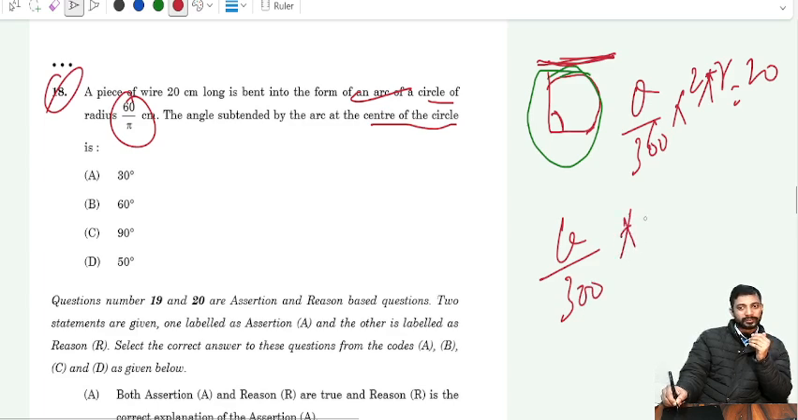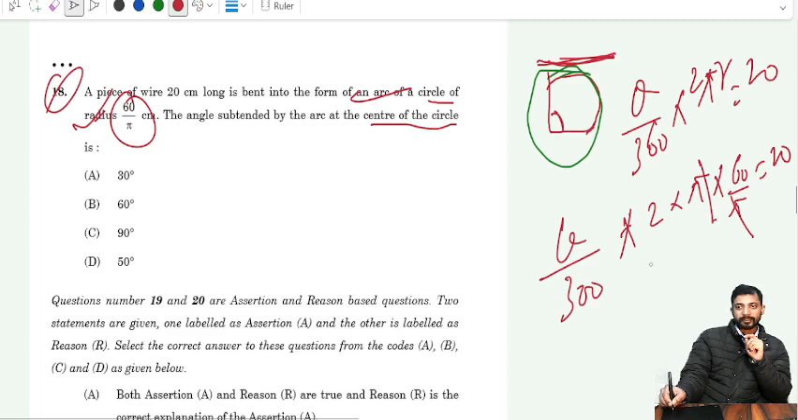Don't put the value of pi. Again, I am repeating, don't put the value of pi. Why? It is smart work. Here you have given the radius in the form of pi, so this pi will cancel out itself. So pi r is 60 upon pi, which equals 20.